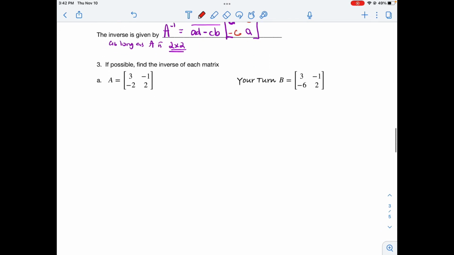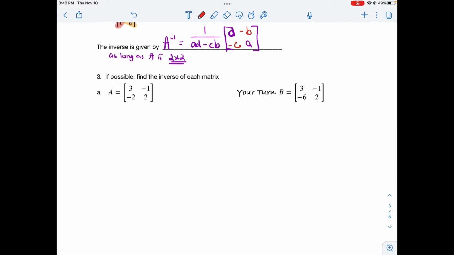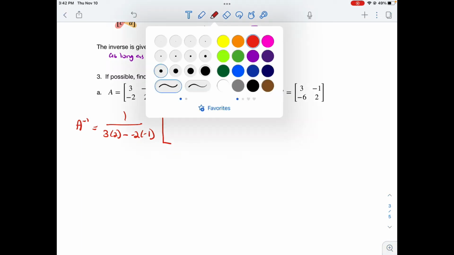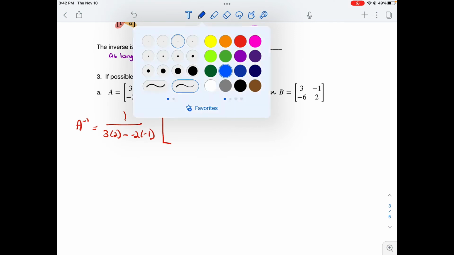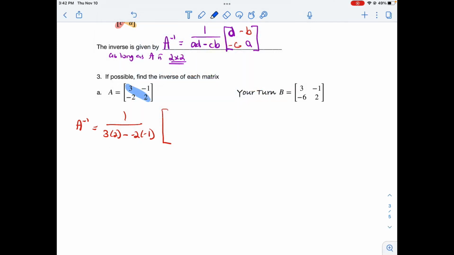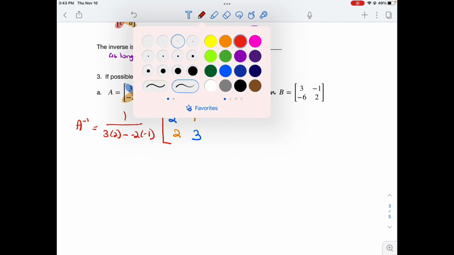So let's see how this works in a problem. So here is a 2 by 2 matrix. To find our inverse, I take 1 over the product of the diagonals down, so 2 times 3, minus the product of the diagonals up. Multiply by the diagonals down, I switch my entries. So it's going to be 2 in the first row, first column entry, and 3 in the second row, second column entry. And then the diagonals up, I negate or do the opposite of. So it's going to be 1 and a 2.